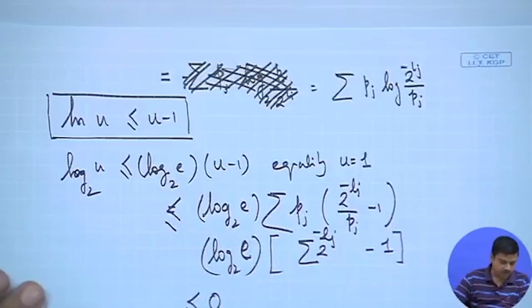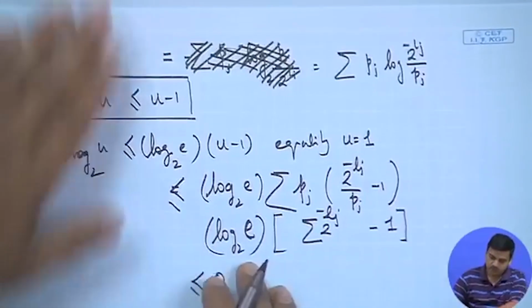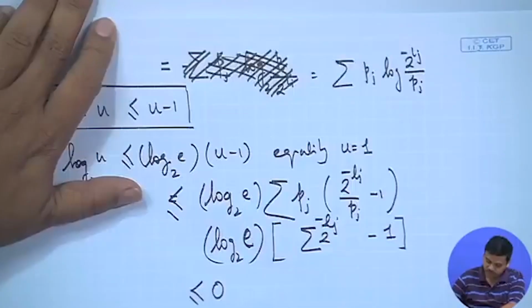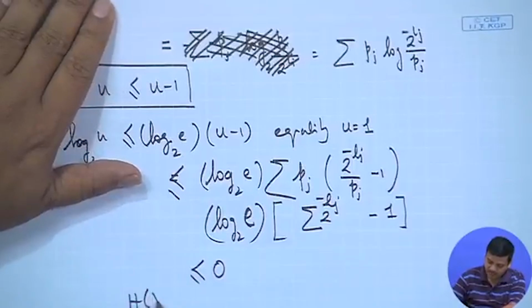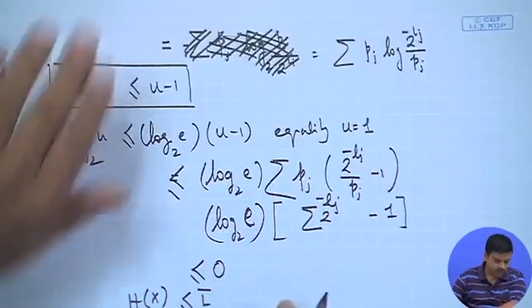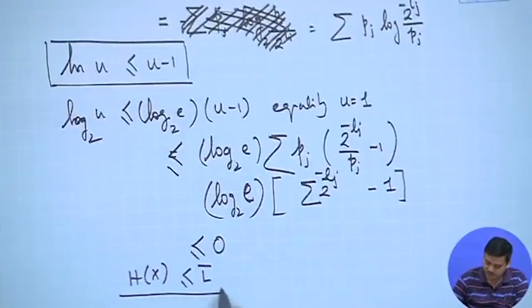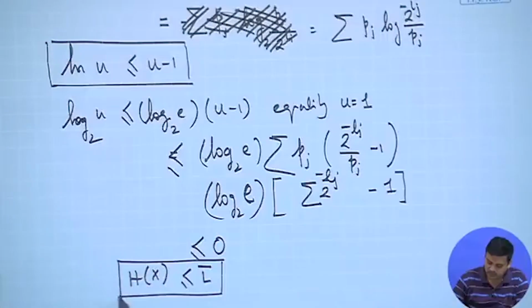So, in other words, this quantity on the right hand side is less than or equal to 0, or in other words, what we started off with, H x, at this point we can write H x is less than or equal to L bar. So, this is the first part of the proof that we have established, and in the next lecture we will establish the next part of the inequality, which is an upper bound on L bar. Thank you.